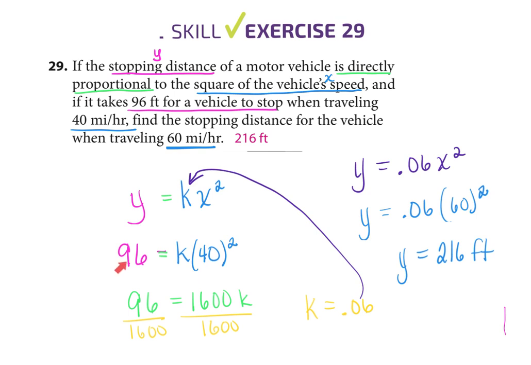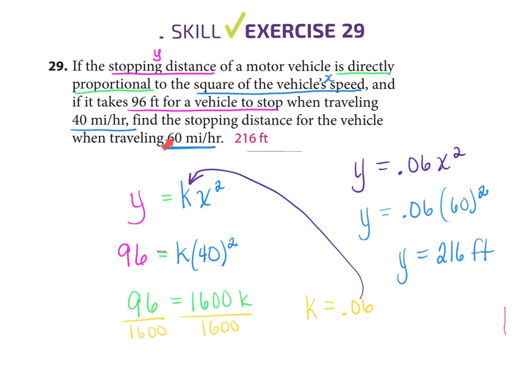So I plugged those in. I plugged in my 96 and my 40 so that I could solve for this constant. 40 squared is 1600, divide both sides by 1600, my k is 0.06. Now that I know my k, I'm going to plug it back into my original and say, hey, this works for any stopping distance and speed, because now I figured out what that k is. And now the next statement is going to give you part of it and tell you to solve for the other. So now they're saying, I want you to give me the stopping distance for a new speed.